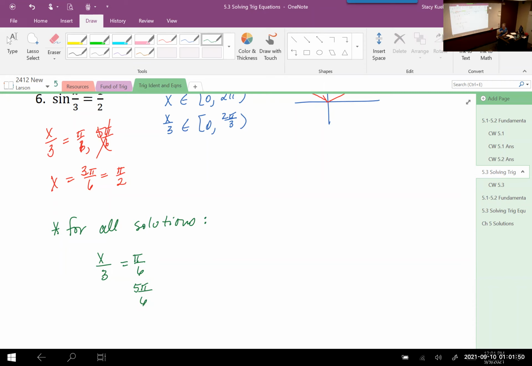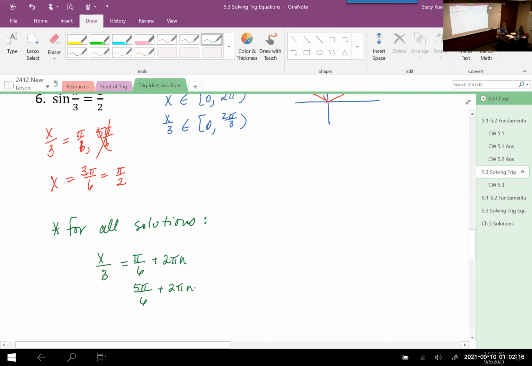What would I do? I would add 2 pi n, and keep going. You're right. It's 2 pi n for all of them, and the same thing for 5 pi over 6, right? What's the n represent? The number of times I've gone around the circle. Oh, okay. So 2 pi n, right? These are all the solutions that give me 1/2 for x over 3, right?